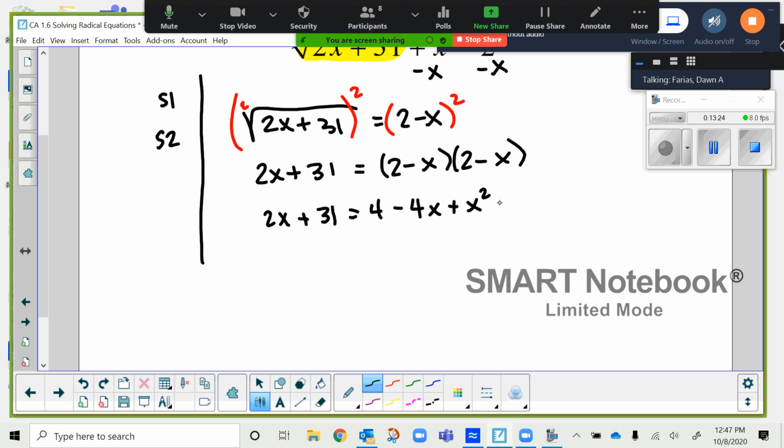And so you should have 2x plus 31 equals 4 minus 4x plus x squared. Step 3 does not apply because we don't have any radicals left. So what we have to do is factor and solve. Now, here's how we know we're going to have to factor, because there's an x squared on the right-hand side.